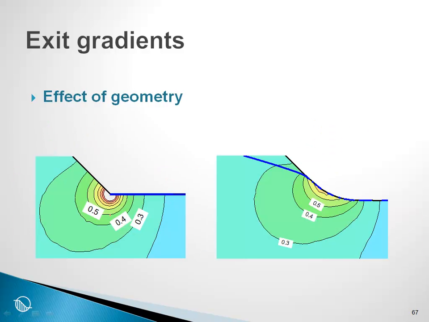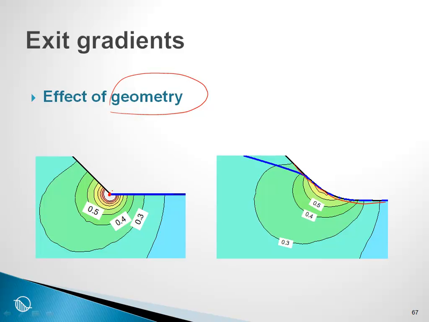Also, gradients are a function of geometry. When we have points of discontinuity in our geometry, sharp corners, then we get very, very large gradients. If we smooth out the corner, we get much, much lower gradients. This is because our functions are not continuous at a sharp corner, and as a result we get what is known as a point of numerical singularity, and the gradients tend to become very large.